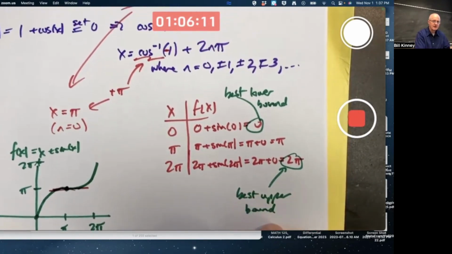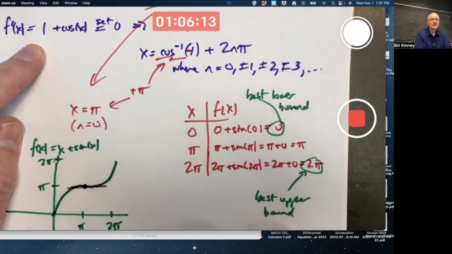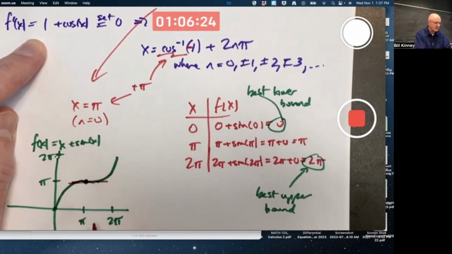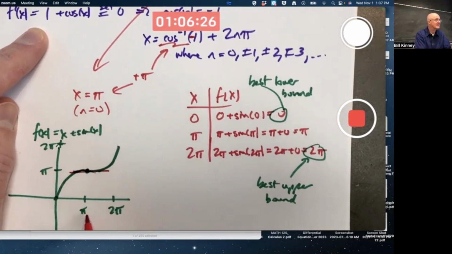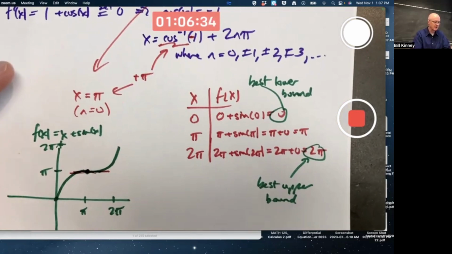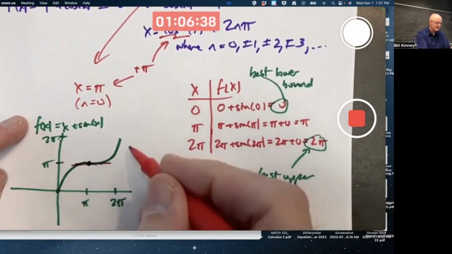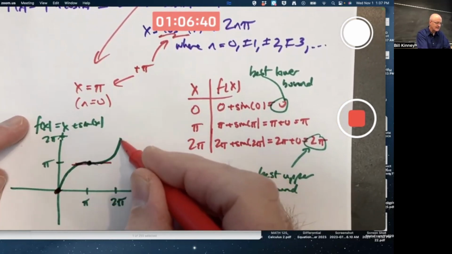This derivative is never negative, because cosine of x never goes below -1. On either side of the critical point, f prime is positive. So even though there's a critical point at pi, it's not a local max or a local min. For this interval, it's also not a global max or global min. The global min is at 0, the global max is at 2 pi.